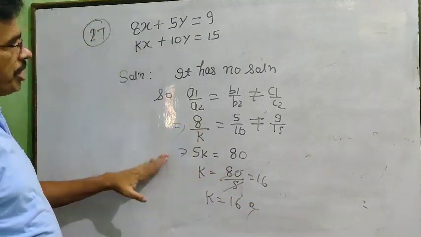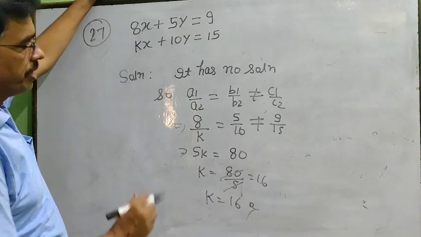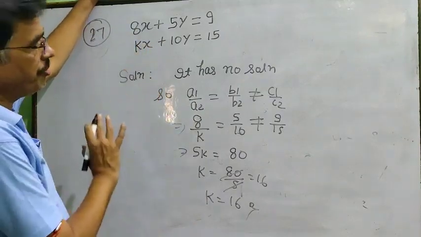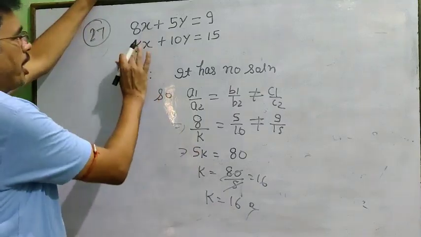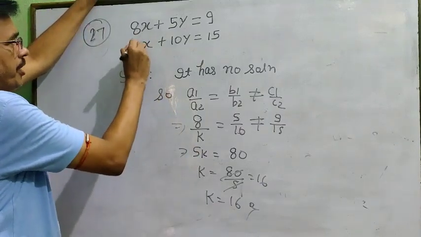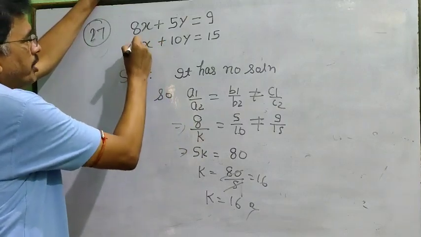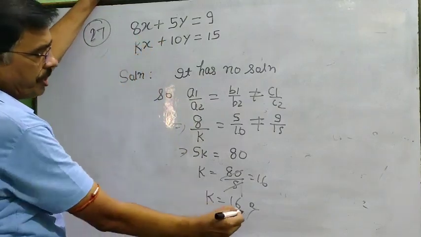When we substitute the value of k as 16 in this equation, that means it has no solution, and we cannot find the value of x and y. When we write 16 at this place, then we cannot find the value of x and y. So dear student, what is the value of k? So k, the value is 16.